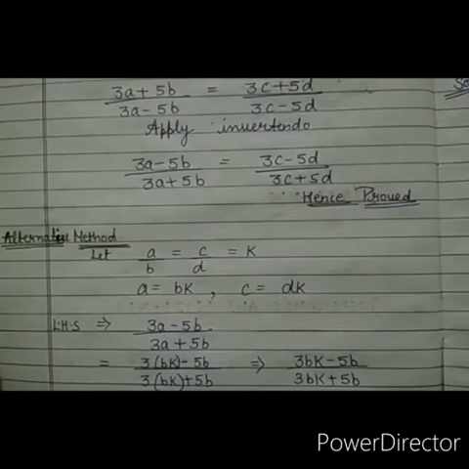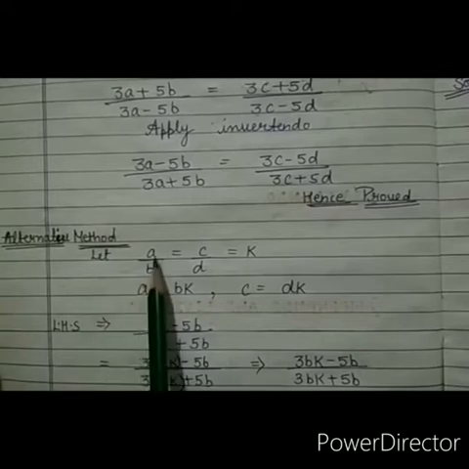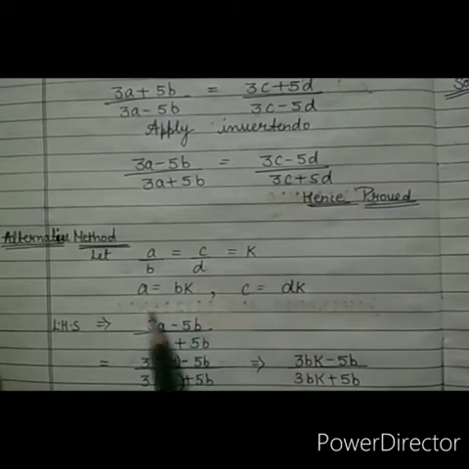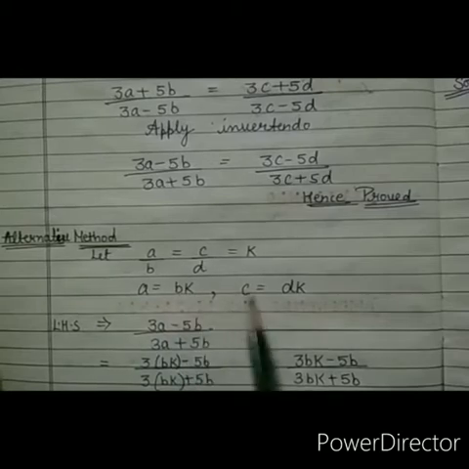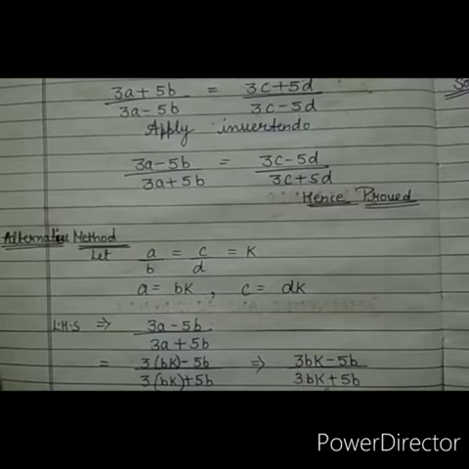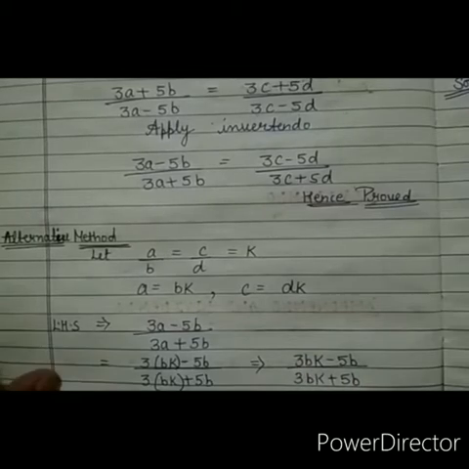Now the alternative method of the same question which we have used in the previous exercises: let a upon b is equals to c upon d, which is equals to k. Let any constant k. So here a is equals to bk and c is equals to dk. Now take LHS, put the value of a, that is bk. When we put the value here, so it becomes 3bk minus 5b upon 3bk plus 5b. From this term, we can take b common from the numerator and denominator.